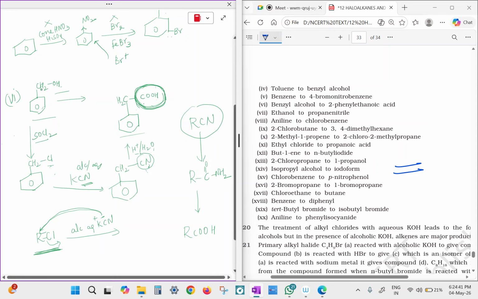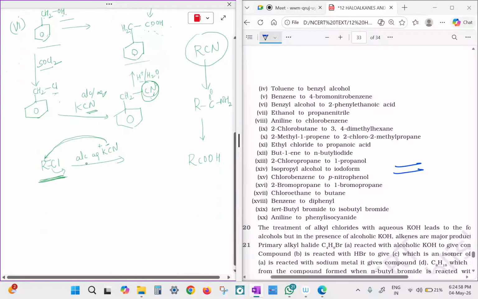Oh, what do we have here? C6H5CH2OH. Whereas here the end product has got C6H5CH2COOH. So how to introduce a carbon? Oh, maybe as a cyanide. Then cyanide can be hydrolyzed. Okay. Now I'll give you one question. Please think about it.